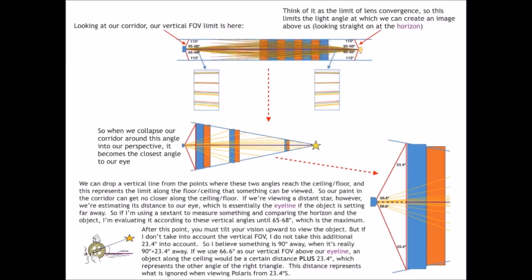But if I don't take into account the vertical field of view, I do not take this additional 23.4 into account. So I believe something is 90 degrees away when it's actually 90 plus 23.4 degrees away. If we use 66.6 as our vertical field of view above our eye line, an object along the ceiling would be a certain distance plus 23.4 degrees. Again, this represents the other angle of that right triangle. So this distance is what is ignored when viewing Polaris from 23.4 degrees south.